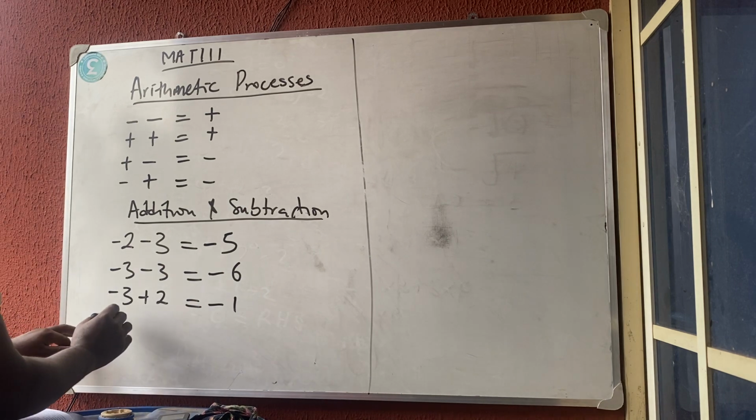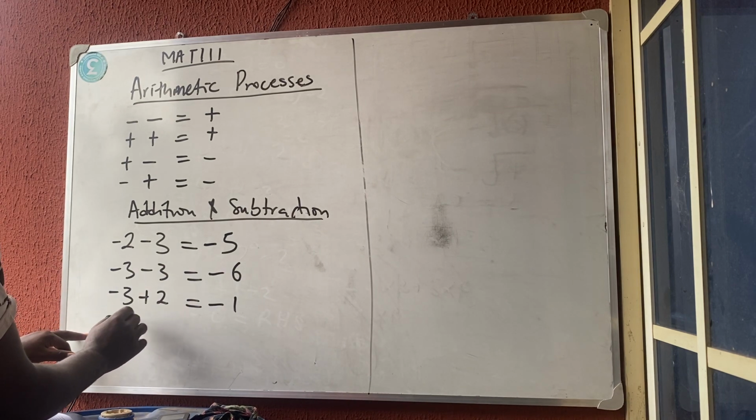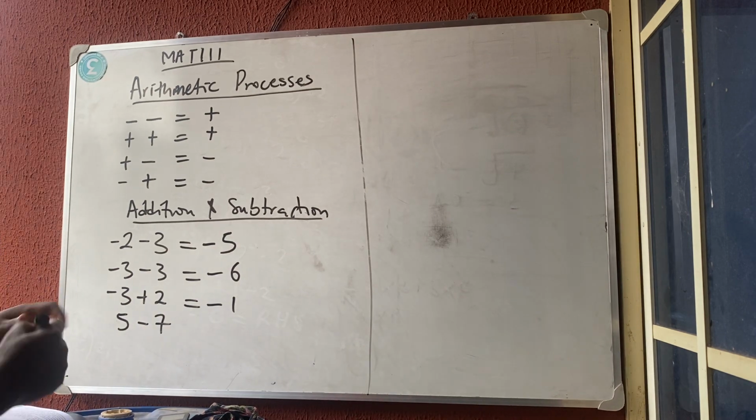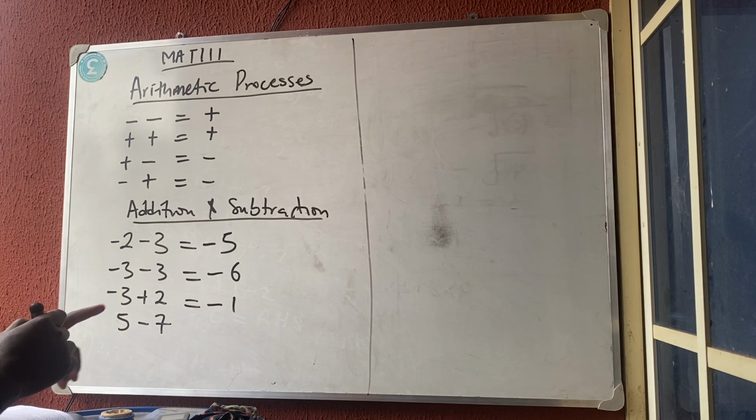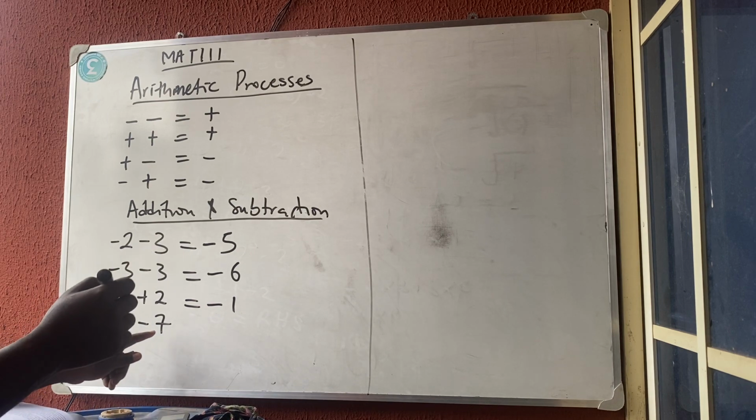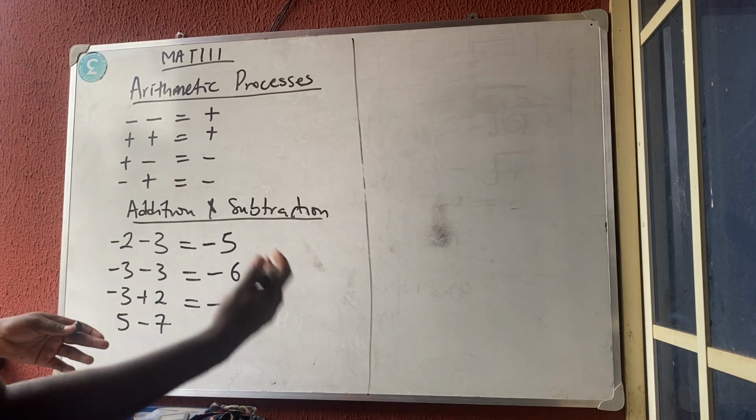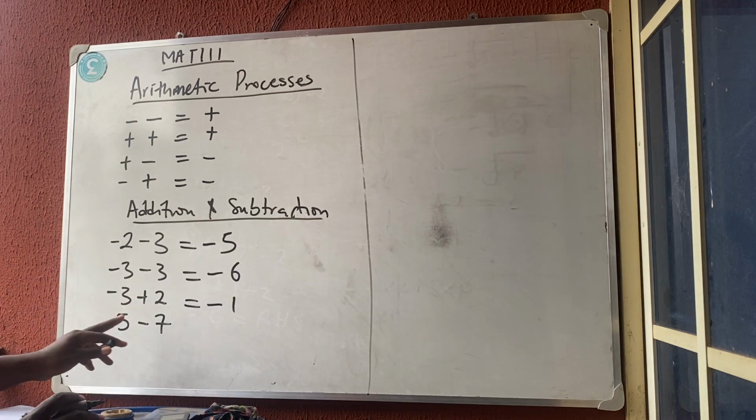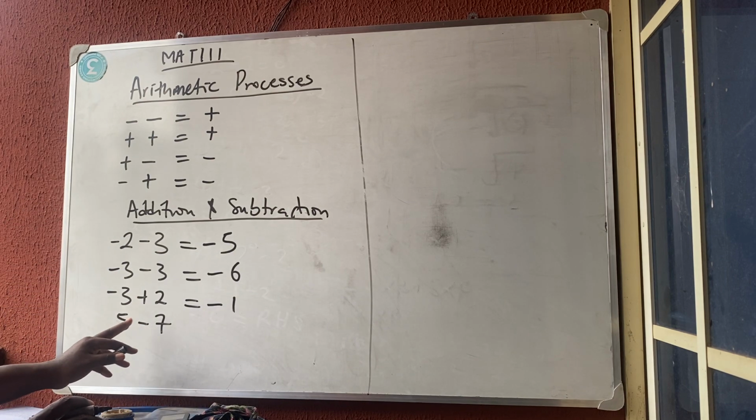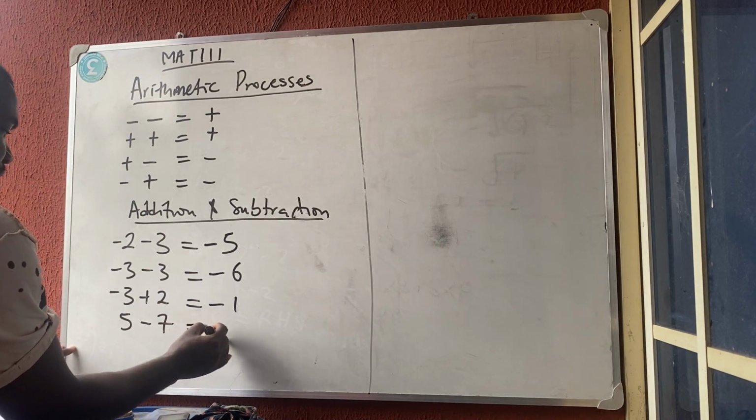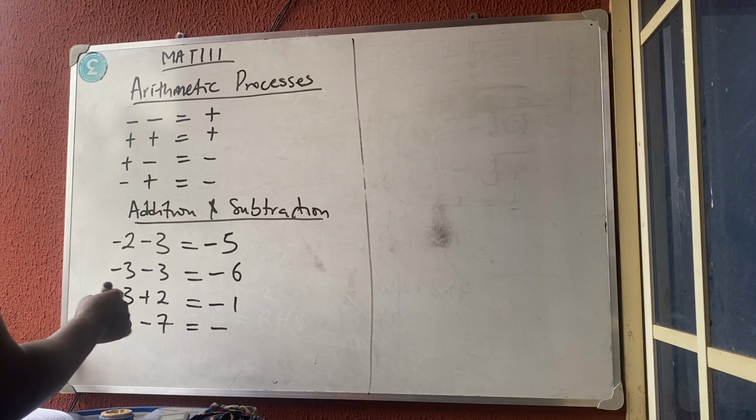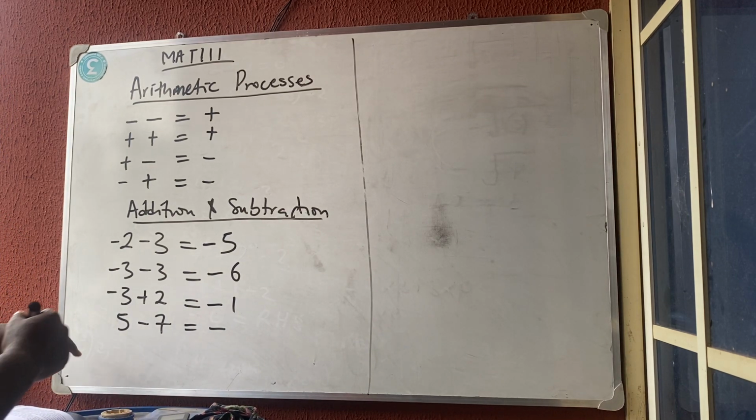Another one is maybe 5 minus 7. Whenever there is no sign before a number, it means it has plus. So I have 5 and 7. 7 is bigger, and 7 has minus. Any sign in front of a number, the number has that sign. This minus is not for 5; the minus is for 7, because it is in front of 7. So my answer is going to be minus. But because the signs are not the same, I'm going to do subtraction. So 7 minus 5 will give you 2. As simple as that.